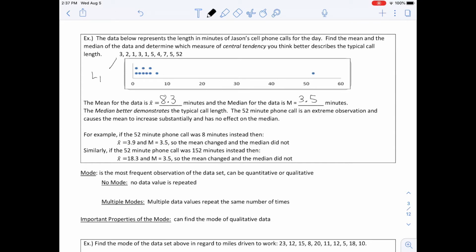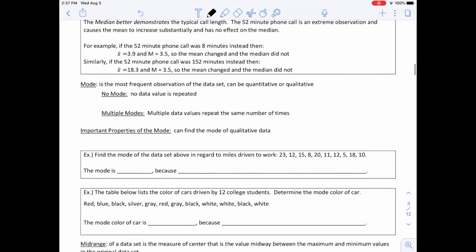For example, if the 52-minute phone call was 8 minutes instead, then our mean would change substantially, but our median stays the same. And similarly, if that 52-minute phone call was even longer, say 152 minutes instead, our mean would change even more, but the median would stay the same.